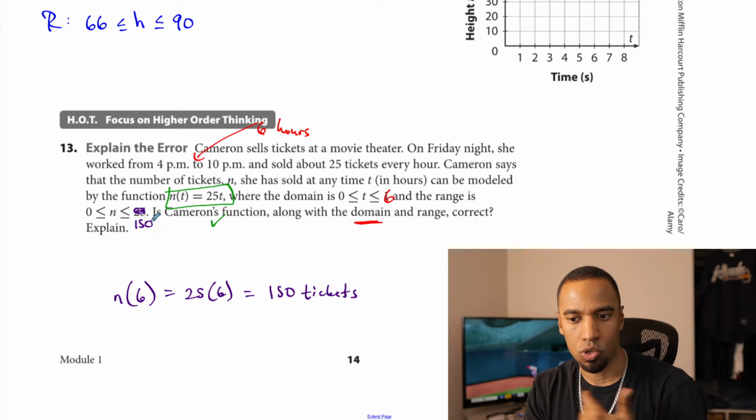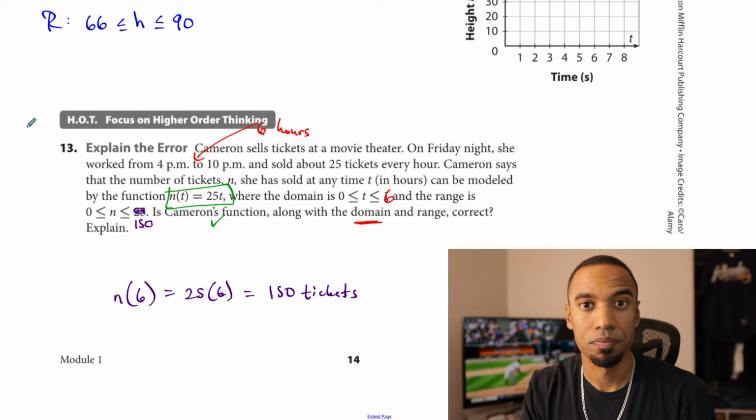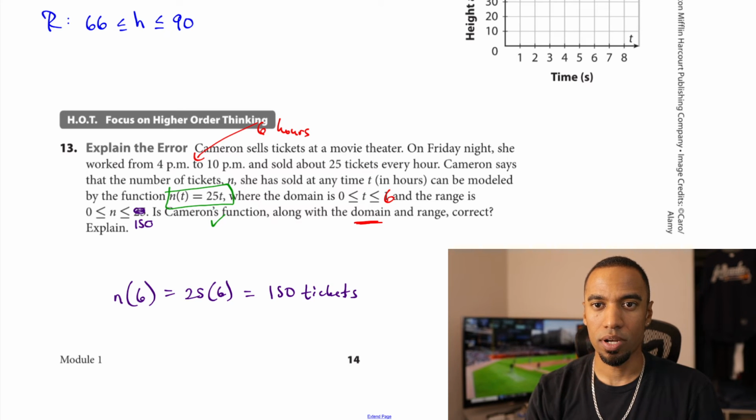So the domain and range are the problems there, and we have addressed them. The variables are good, and we're taken care of. Two more questions to go, guys. Here we go.